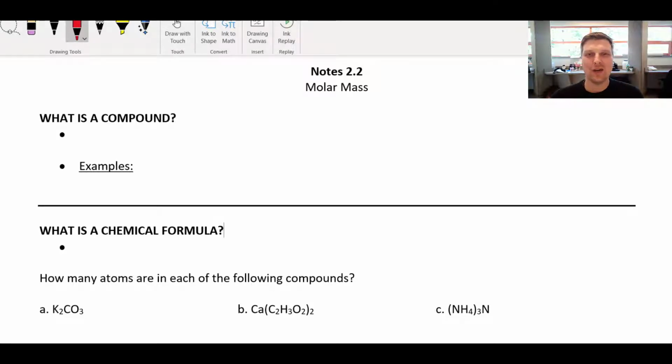Hey there, everybody. Welcome back to our second set of notes on talking about the mole. Today we're going to talk about something called molar mass, which is really starting to get to the point of why we even talk about the mole in the first place.